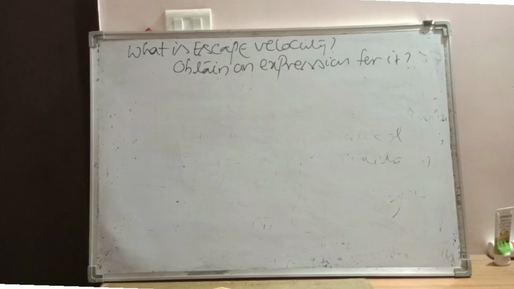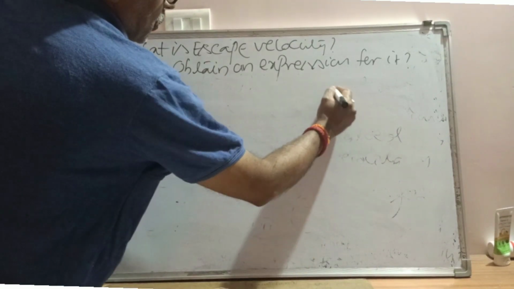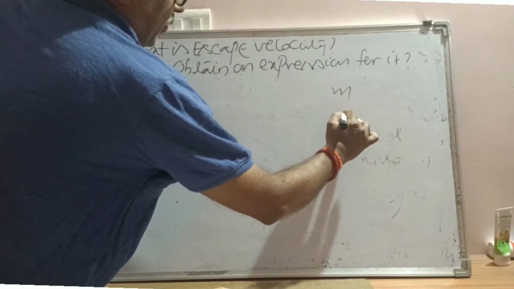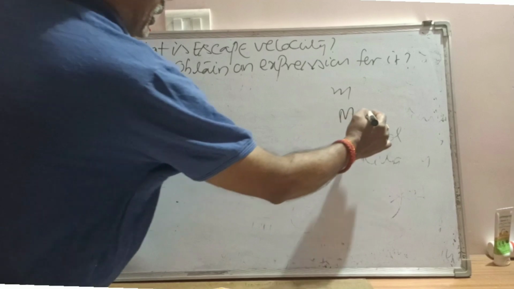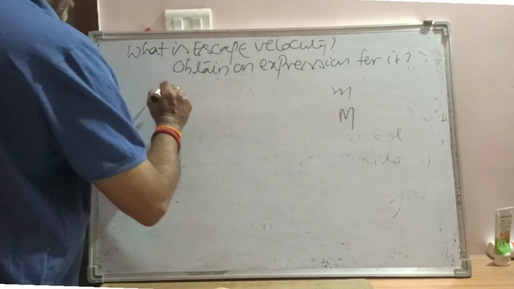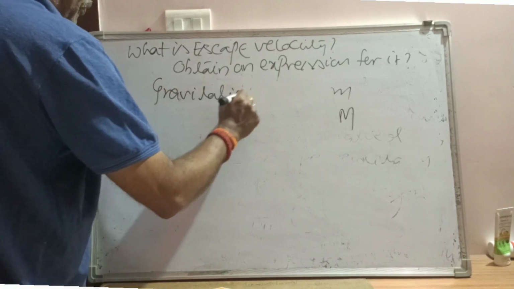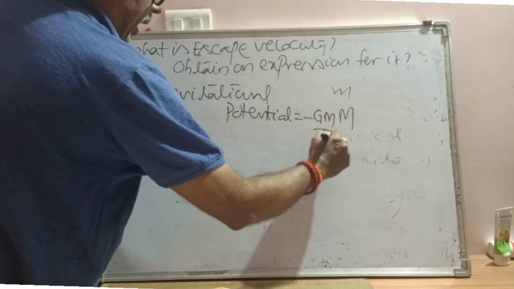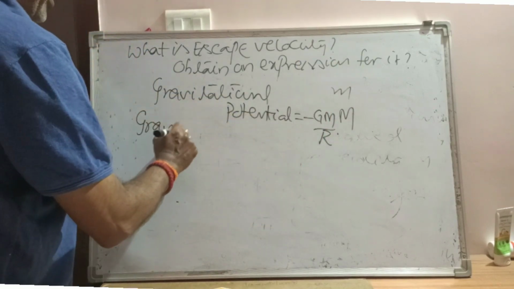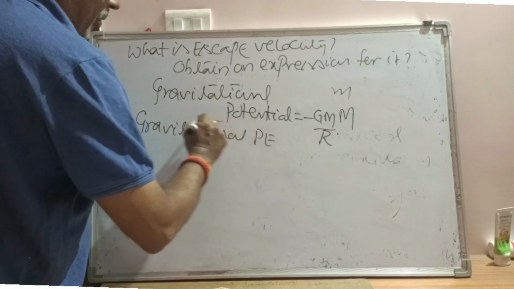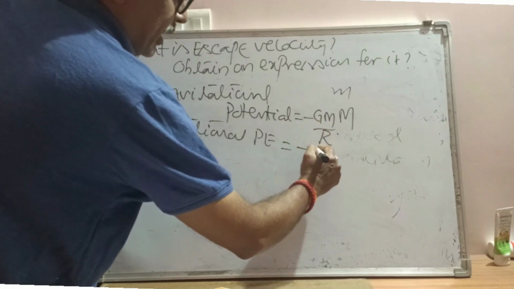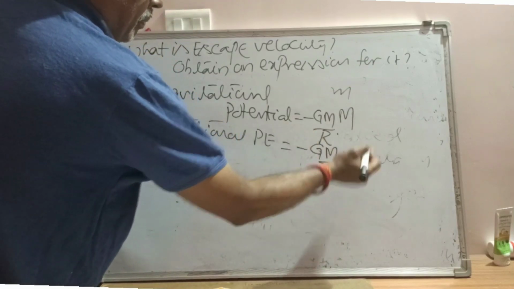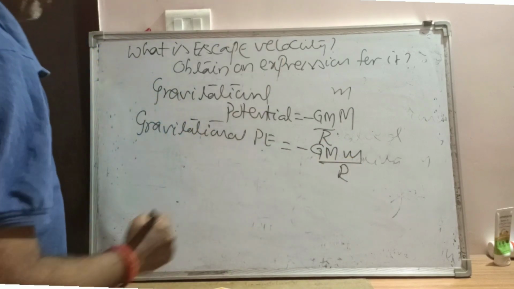Let us consider a body of mass small m which is to be projected to escape the gravitational force of the planet, that is, the mass of the planet be big M. Therefore, gravitational potential can be written as minus G M by R. Gravitational potential energy is equal to gravitational potential into mass of the object, minus G M m by R. This is called gravitational potential energy.